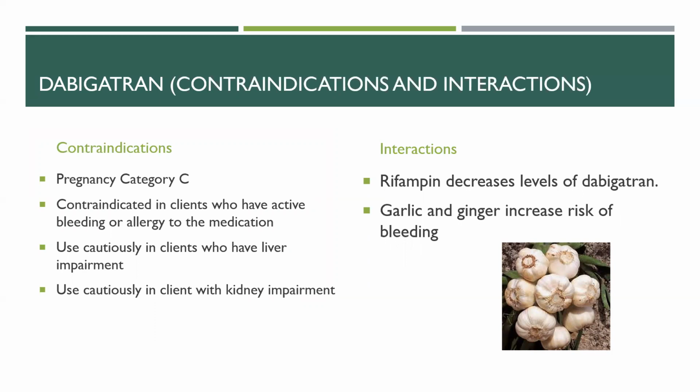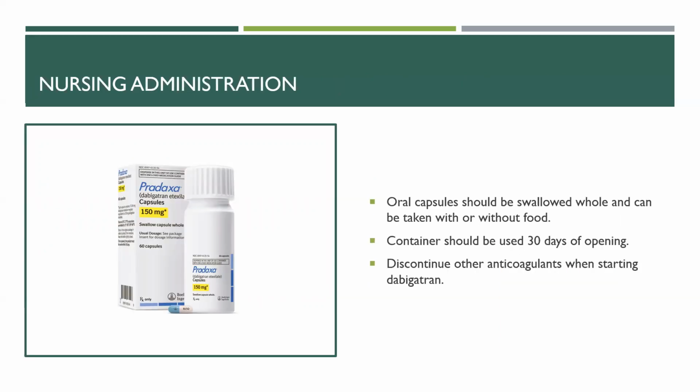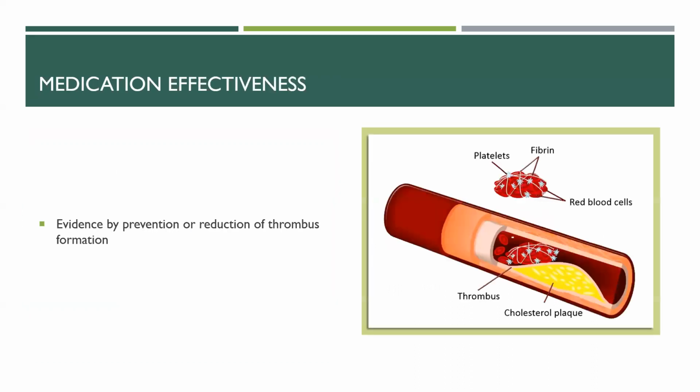use cautiously with kidney impairment. Rifampin decreases the levels, and once again, we're seeing that garlic and ginger increase the risk for bleeding. So some of your nursing interventions include: oral capsules should be swallowed whole and can be taken with or without food. Containers should be used within 30 days of opening, and discontinue other anticoagulants when starting this medication. Effectiveness is evidenced by prevention or reduction of thrombus formation.